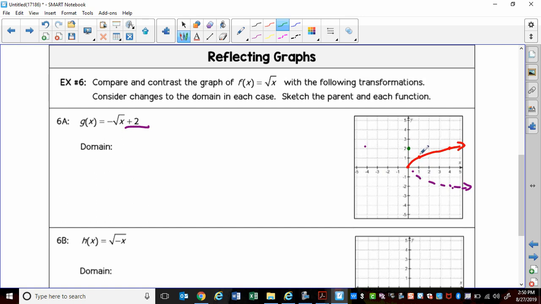So it was right here, up 2. And then there was a point right here. We're going to shift it up 2. So something like this, and it's going to pass the x-axis. There's no asymptote there or anything.